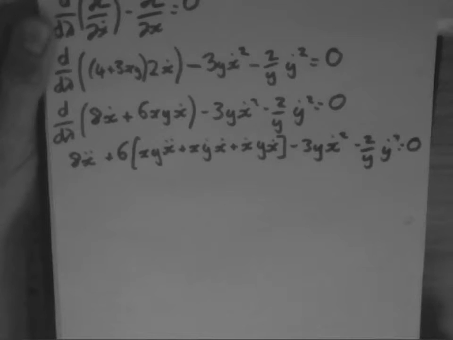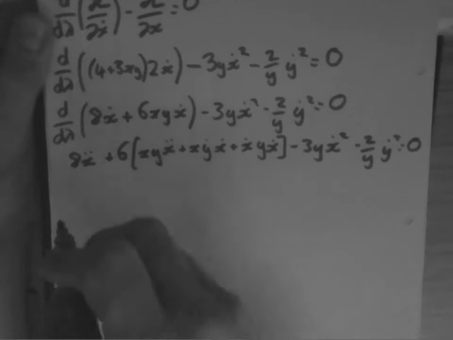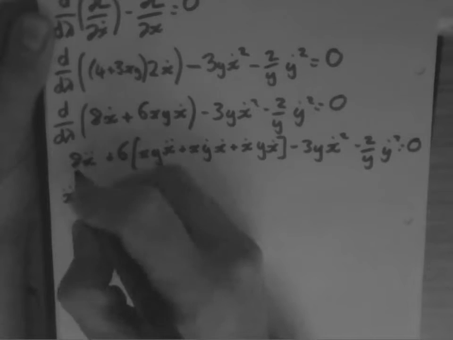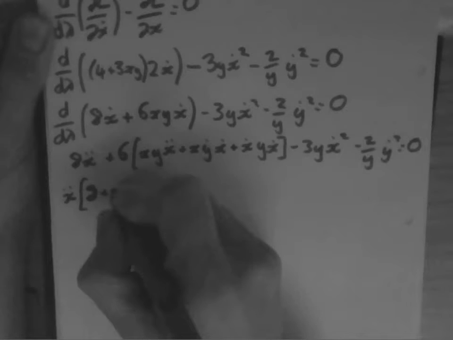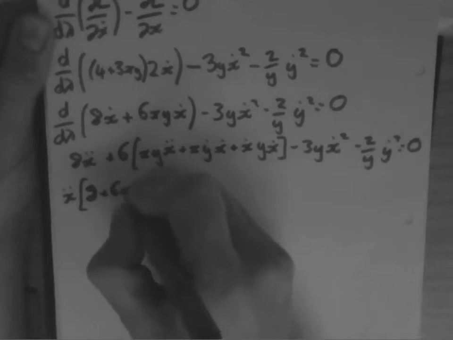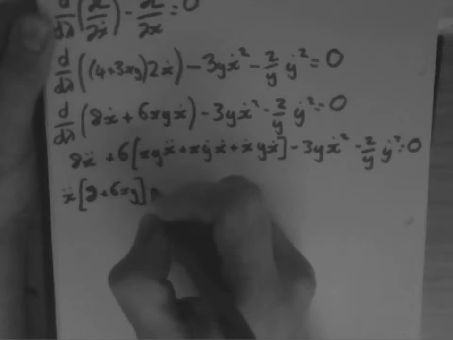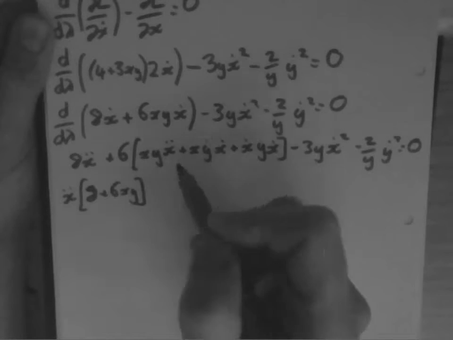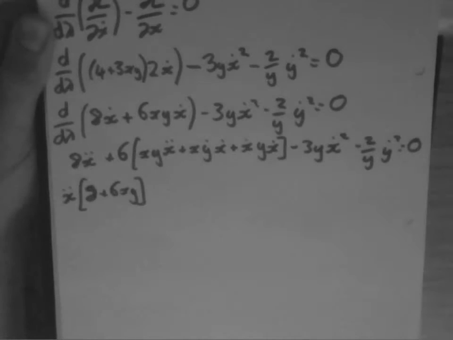Perfect. Now then, we need to do a little bit of rearranging. Let's collect the terms together. In particular, let's start off with our x double dot term. x double dot. What do we have to multiply that by? We have an 8 from there, and we have a plus 6xy. 1 from there, and the 6xy from there. So there's my x double dot terms.